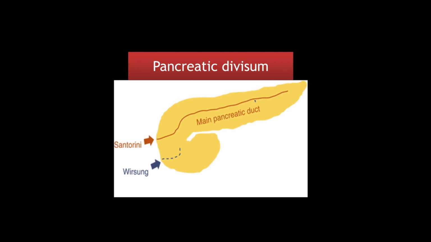So most of the pancreatic parenchyma is drained by the duct of Santorini or the dorsal pancreatic duct into the minor papilla. So it is the main pancreatic duct in pancreas divisum. Whereas the duct of Wirsung or the ventral duct drains only the inferior part of the head and uncinate process and opens into the major papilla of the duodenum along with the common bile duct.